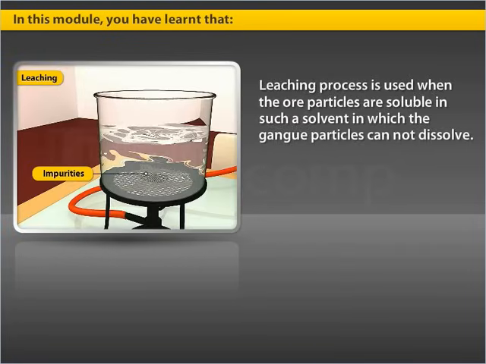Leaching process is used when the ore particles are soluble in such a solvent in which the gangue particles cannot dissolve.